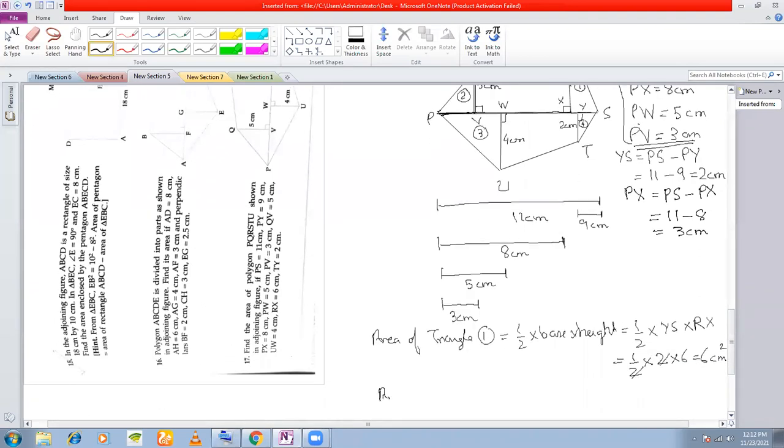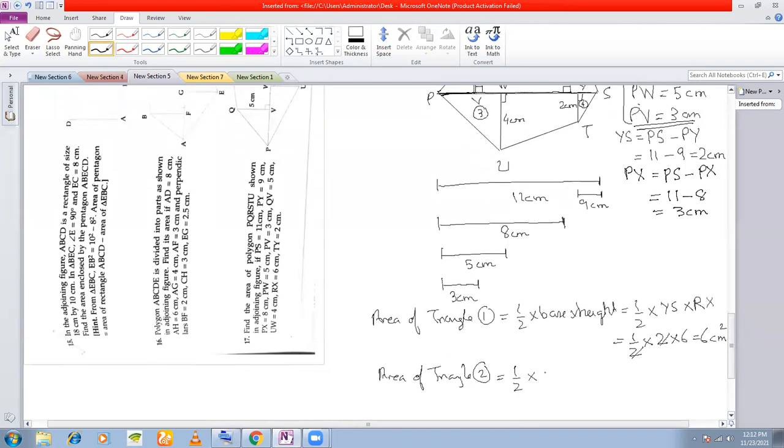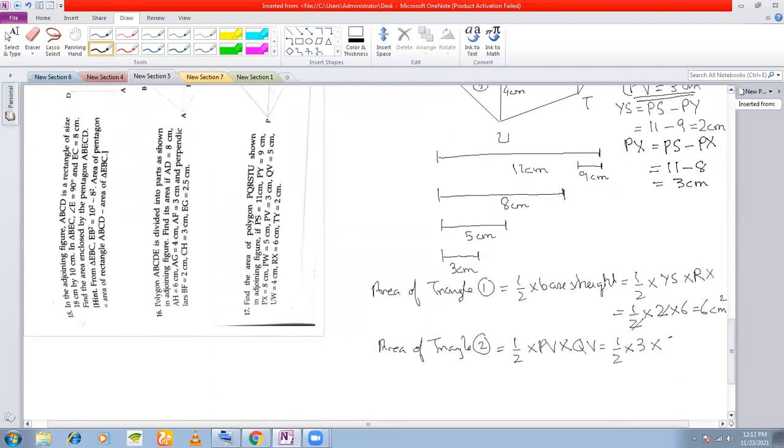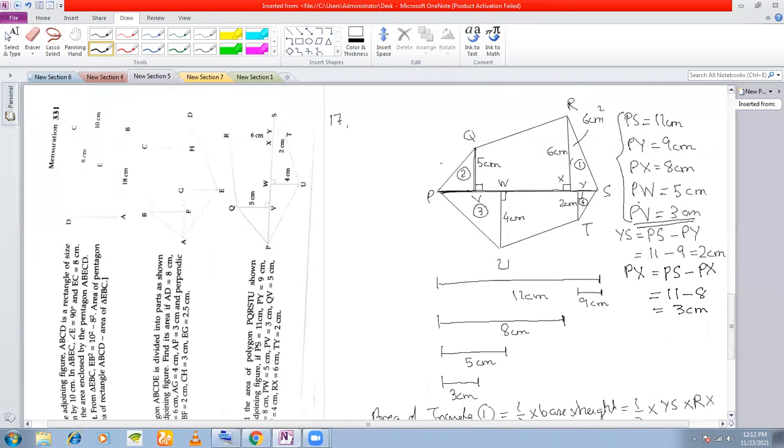Area of triangle 2. Again, half base into height. Base here is PV and the height here is QV. So half into 3 into, and how much is QV given? 5, which is equal to 15 by 2, 7.5 centimeters square. So we have found out the area of this triangle also, 7.5 centimeter square.